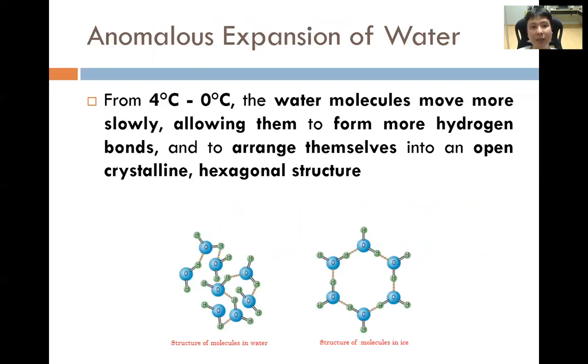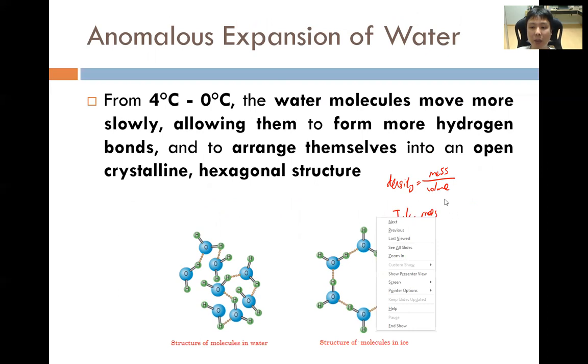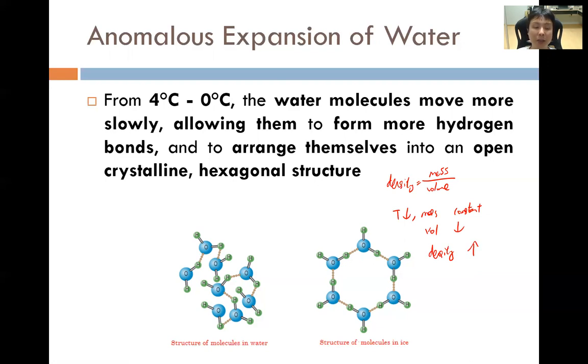The last property is the anomalous expansion of water. For most materials, as you cool down, the substance starts to contract. The mass remains the same, and density equals mass over volume. So as the temperature drops, the mass remains constant because we still have the same amount of substance, but the volume drops because the substance contracts. If the volume contracts, the density will increase. So generally for most substances, as the temperature drops, the density will increase.